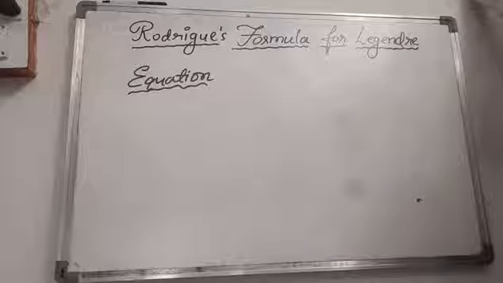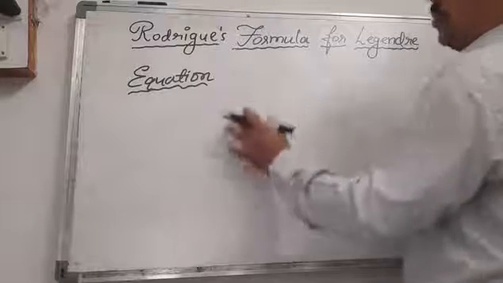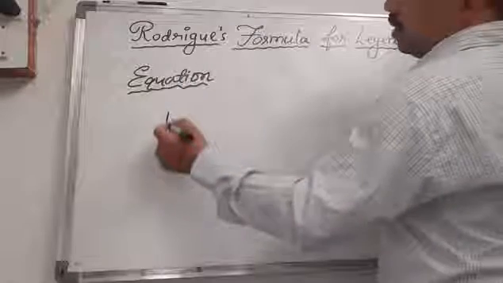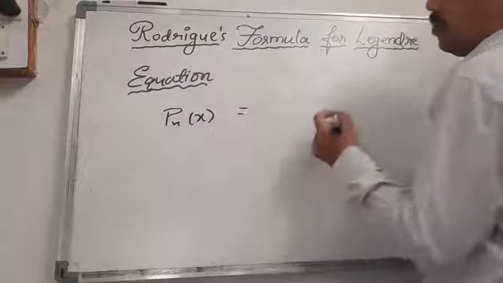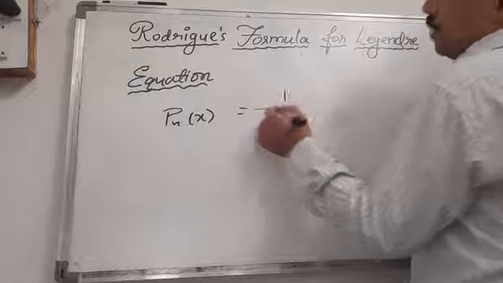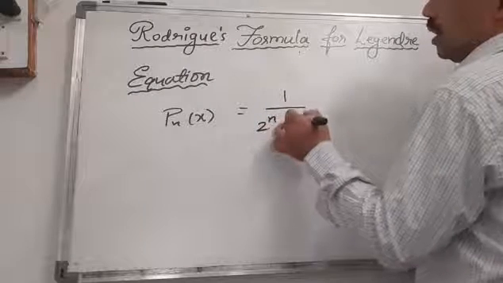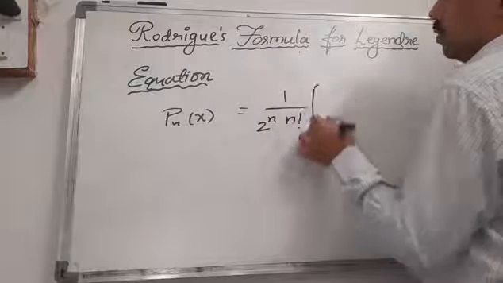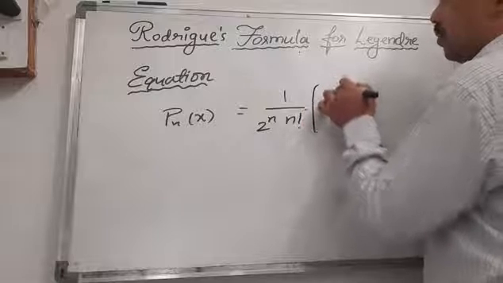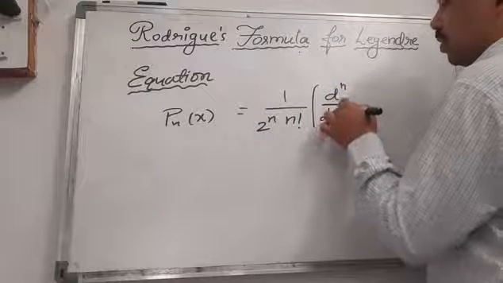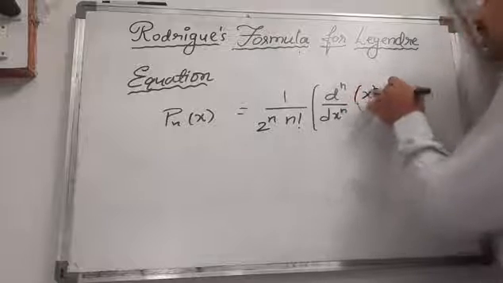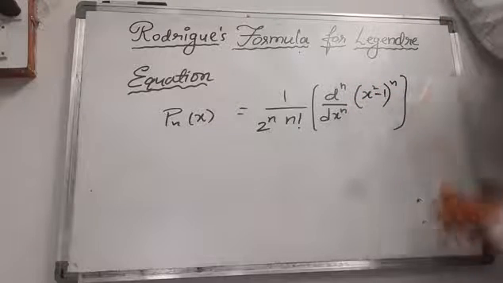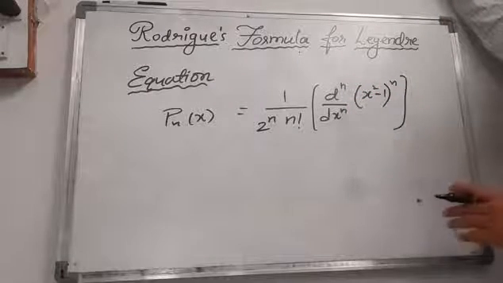So, what is Legendre equation? We know very well. So, what is to prove is the solution of Legendre equation, that is Pn of x is equal to 1 by 2 power n factorial into nth derivative of x square minus 1 whole to the power of n. We are going to prove this one.